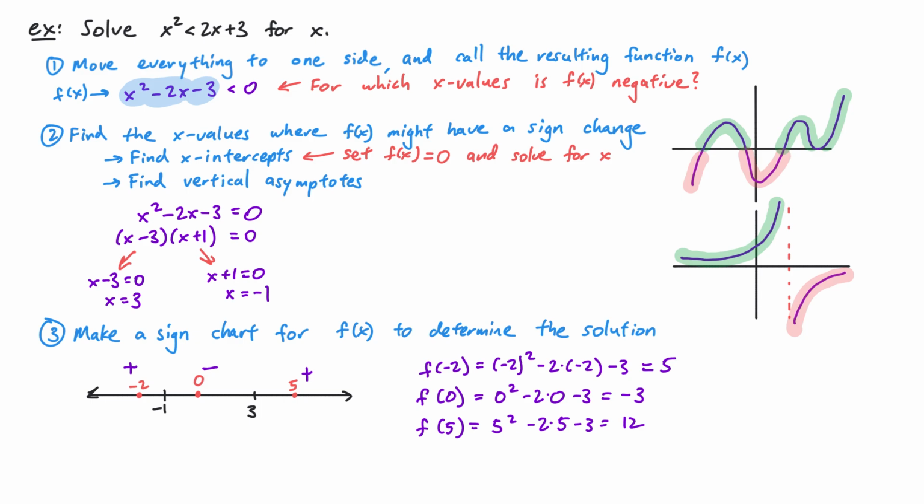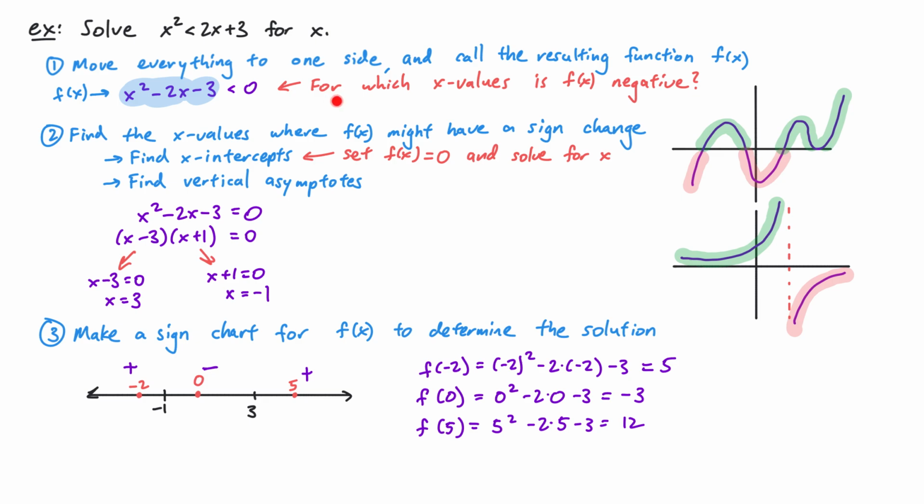So now we know the sign of our function for every x value. My function is positive for x values less than -1. It's 0 at x equals -1 since it's our x-intercept. It's negative between -1 and 3. It's 0 at x equals 3 because it's another one of our x-intercepts. And then it's positive for x values greater than 3. So now we're ready to answer our question.